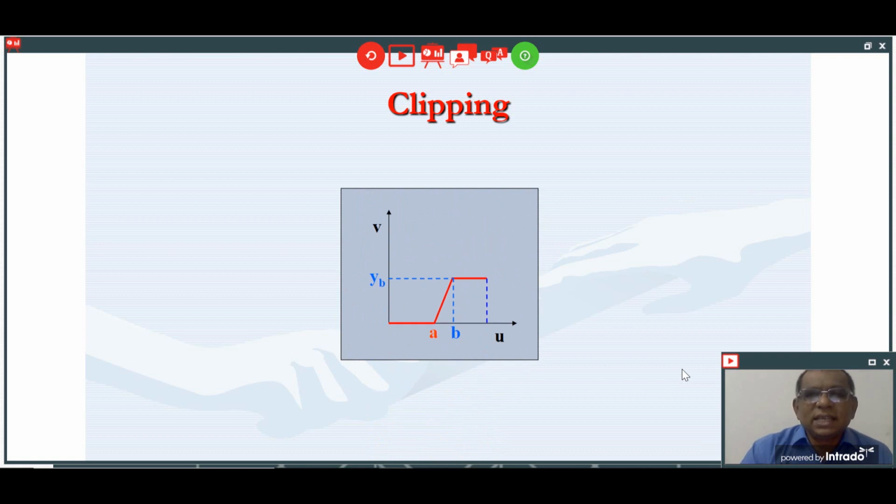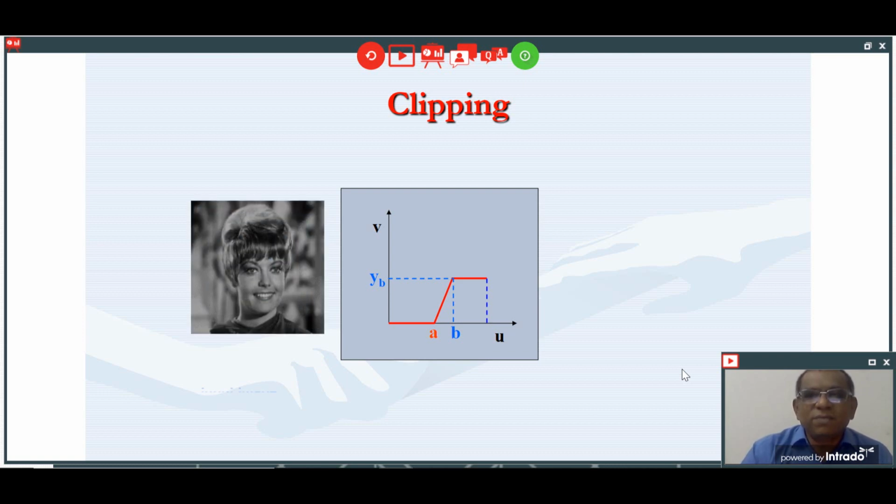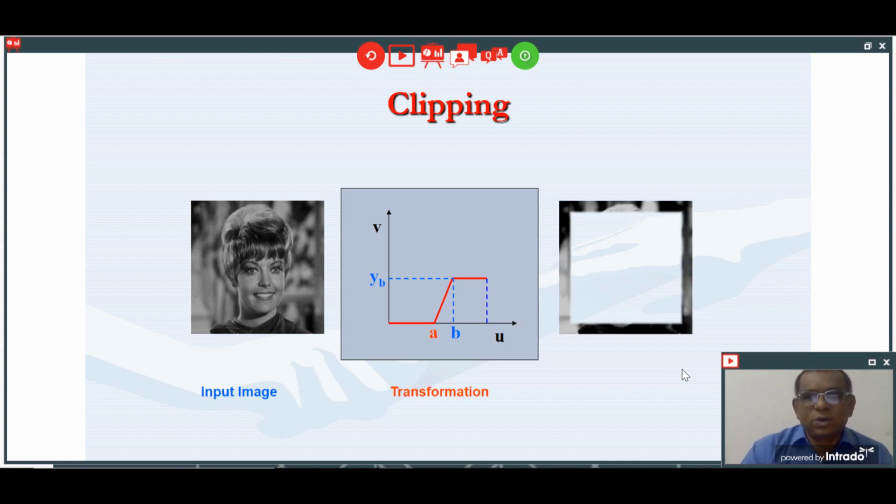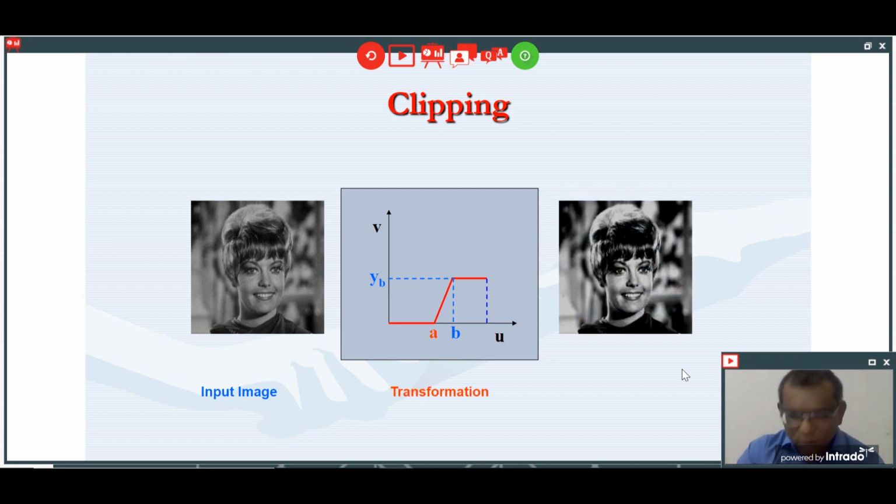Now the next thing is the clipping operation. U represents the input gray level variation, V represents the output image gray level. Clipping refers to changing the contrast in this way. So the input image is here and the output image is here.